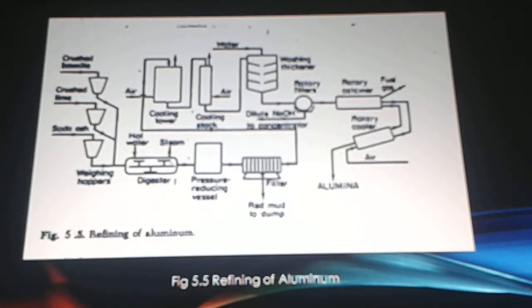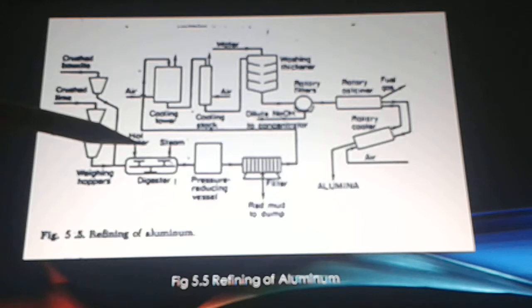Next is figure 5.5 or the refining of aluminum. So bauxite, a mineral containing 55% aluminum oxide and less than 7% silica, is crushed and wet ground to 100 mesh together with lime and soda ash. The finely divided bauxite is dissolved under pressure and heat in the Bayer digester with concentrated spent caustic soda solution and sufficient lime and soda ash.